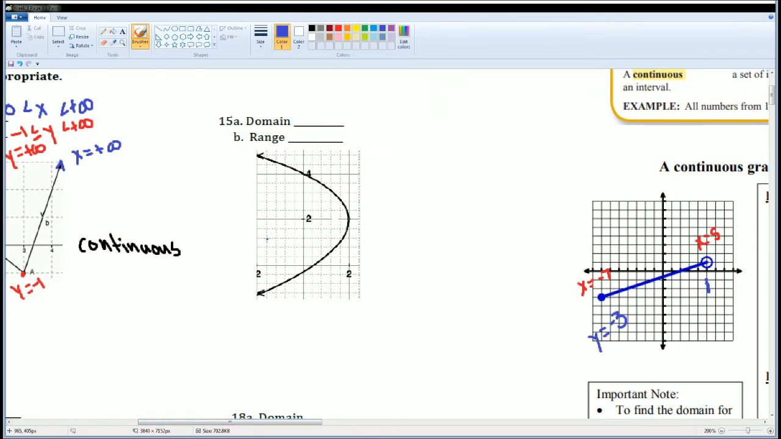This one is not a function though, just letting you know. I do not even know why they want us to do a domain and range. First of all, this is not a function. I do not know why they want us to do this, but I will.